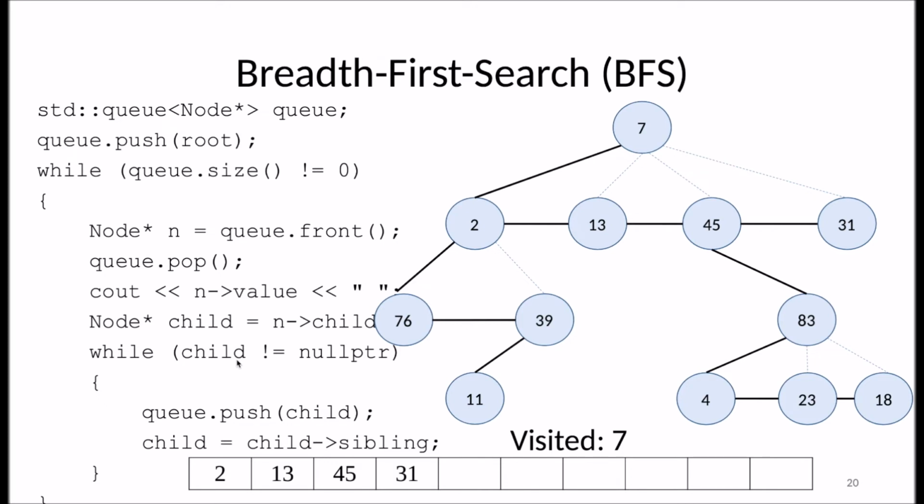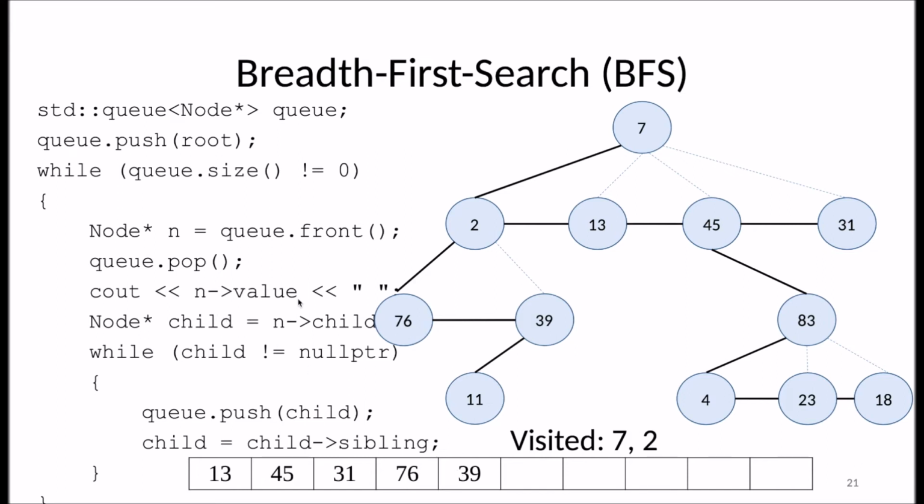So null does not match the condition. The loop ends, and I check the queue size again. The queue size is not 0, so I take the front of the queue, which is 2, and I output 2, and I push the children of 2 into the queue, which is 76 and 39.